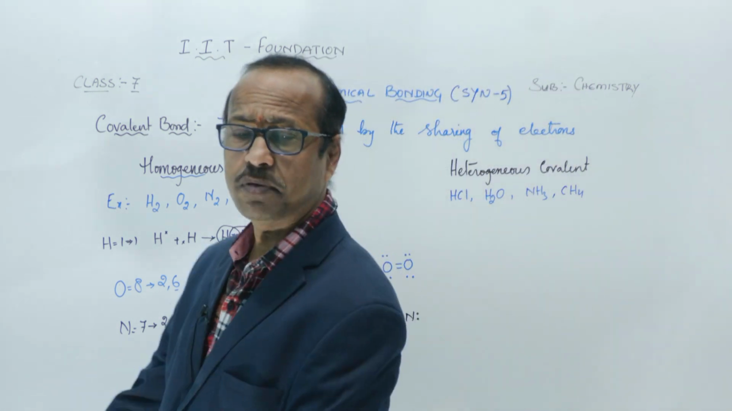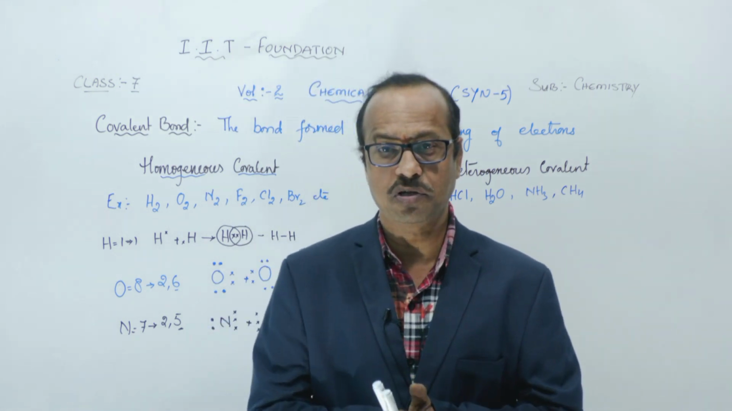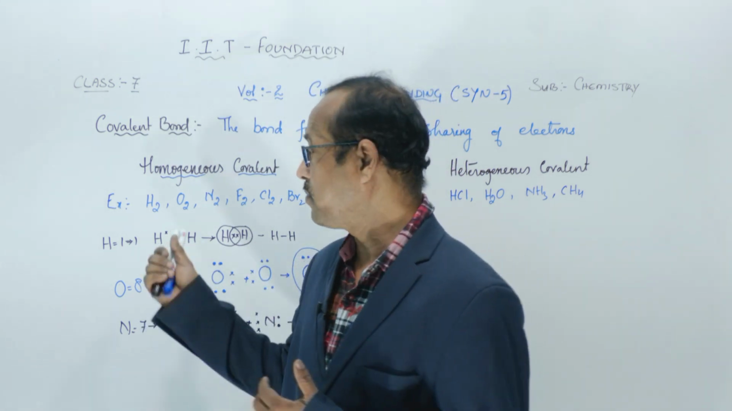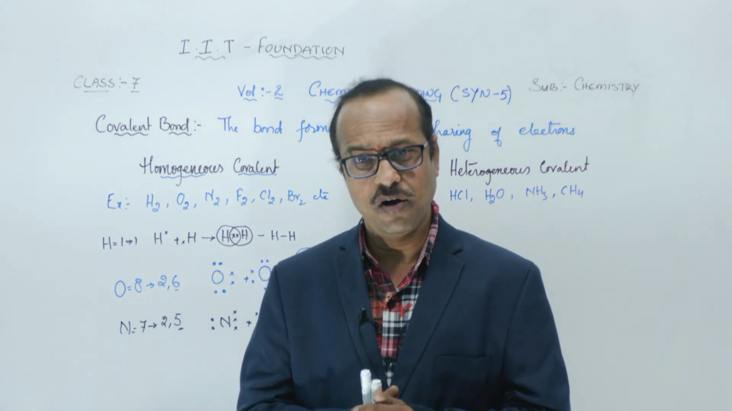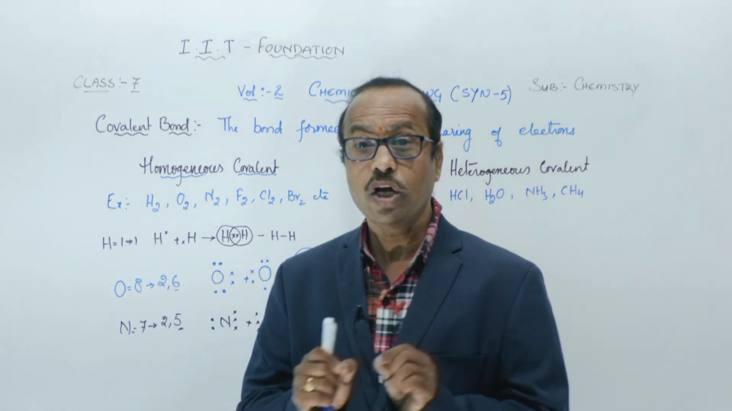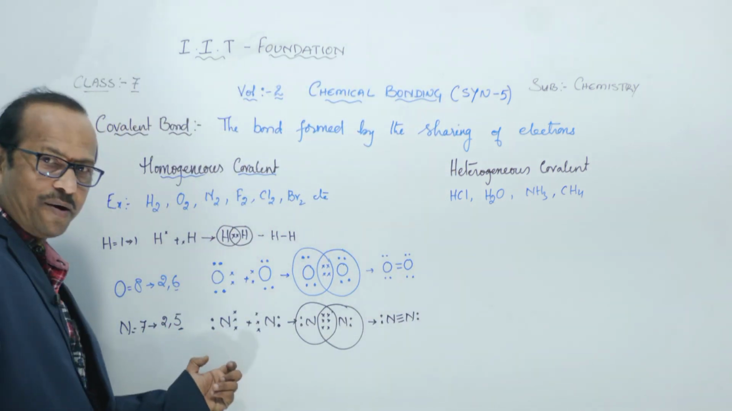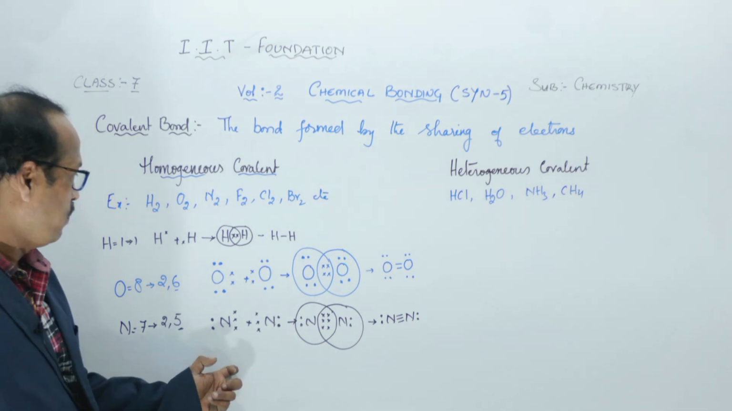So in the homogeneous, what happens? The electrons are shared equally, because the same number of electrons are shared, same atoms, same type of atoms. So electrons are equally shared, hence they are called homogeneous covalent bonds and homogeneous covalent compounds. Clear? Okay, 3 I explained to you.